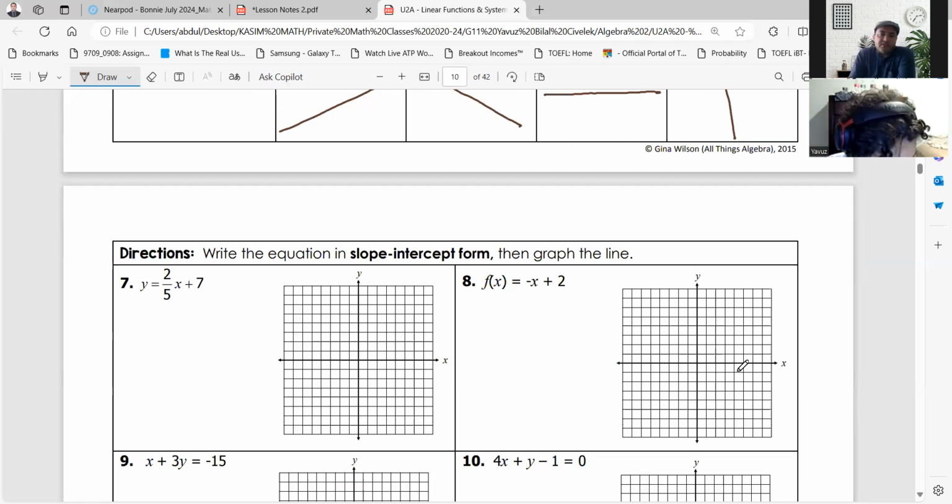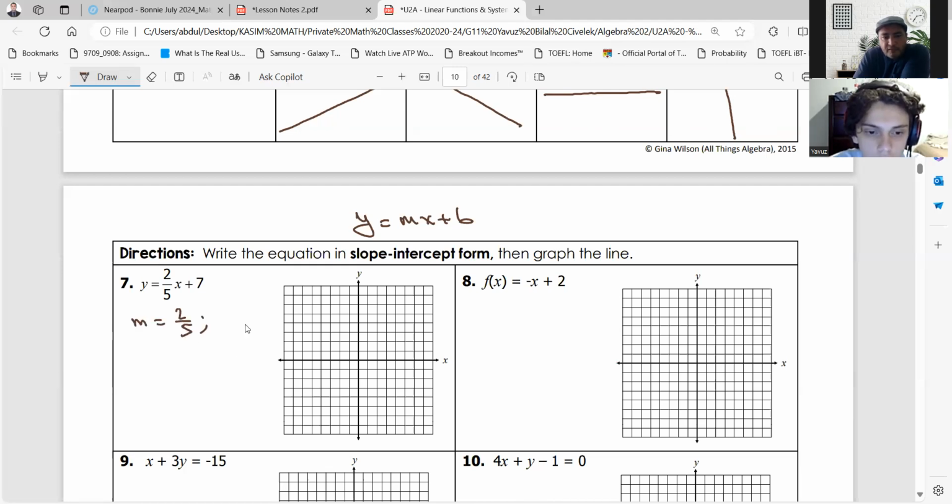So write the equation in slope-intercept form, then graph the line. Okay. So what is the slope-intercept form? That is y is equal to mx plus b. In question 7, is it a slope-intercept form? Yes. What is the slope of this function? M is 2 over 5, right? And how about the y-intercept? 7. Yeah. Is 7. Okay.